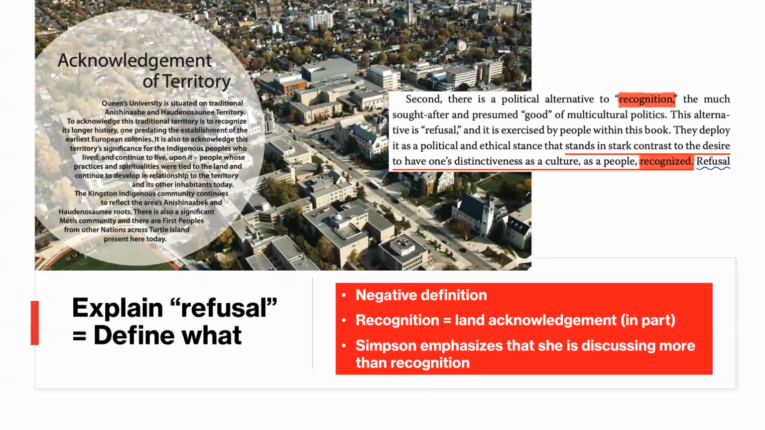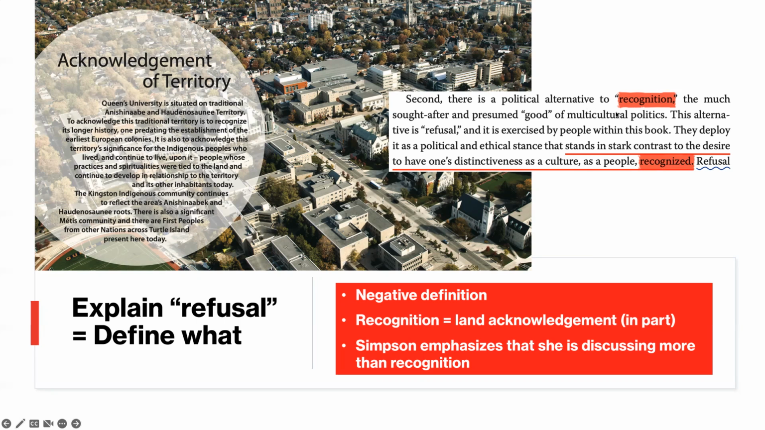There's also a negative way to define refusal. Defining refusal by negation. What is refusal not like? She says that refusal is not like recognition. Recognition is land acknowledgements. Here's one from the Queen's University page. You may have seen things like this where they're acknowledging the land that they're on. Maybe in a speech or in an email, you'll see these. It's a more modern thing, and it comes from this movement toward recognition.